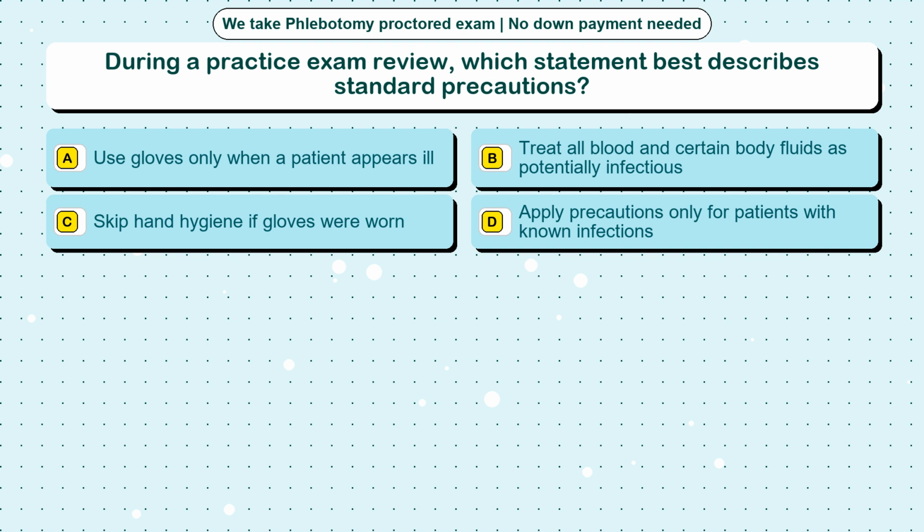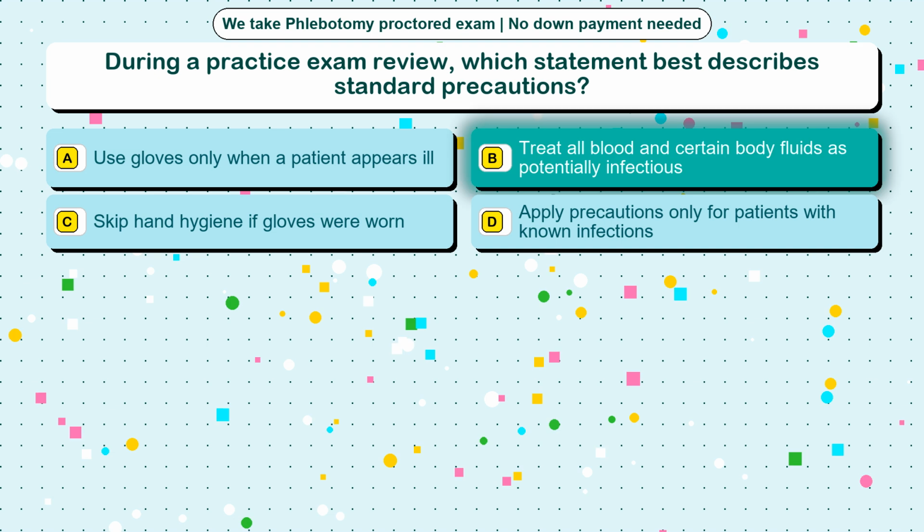Option B, treat all blood and certain body fluids as potentially infectious. Option C, skip hand hygiene if gloves were worn. Option D, apply precautions only for patients with known infections. The correct answer is option B, treat all blood and certain body fluids as potentially infectious.